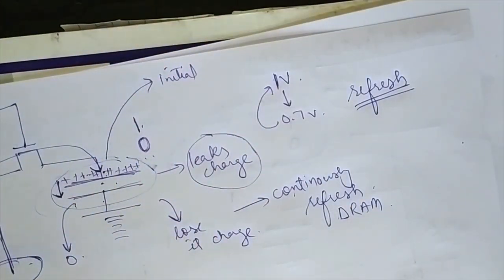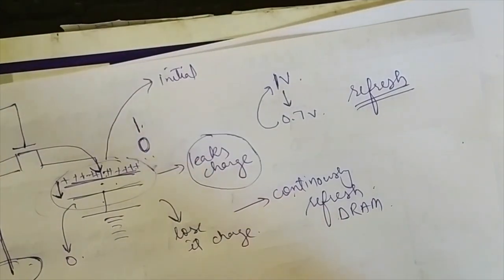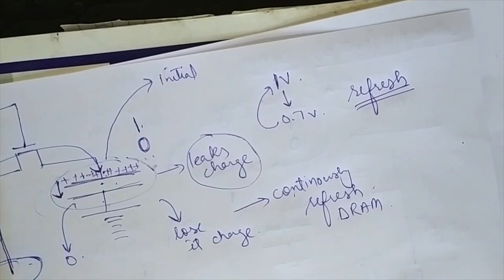For example, in SRAM memories, even when my memory is connected and power is on, the information will stay there. However, if power is turned off, we know that the information will go away. There won't be any information stored. However, if power is on and we have stored something in SRAM memory, there is no need to refresh that memory. Charge won't go, voltage won't go anywhere in SRAM memory.